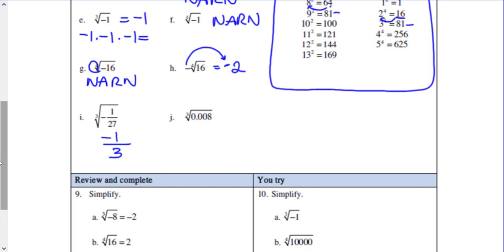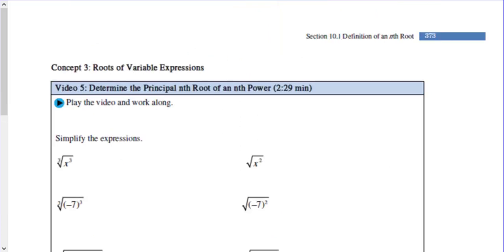All right, that's enough with the numbers. I'm going to stop the video now and I'll do variables next, but I think that's good for numbers.